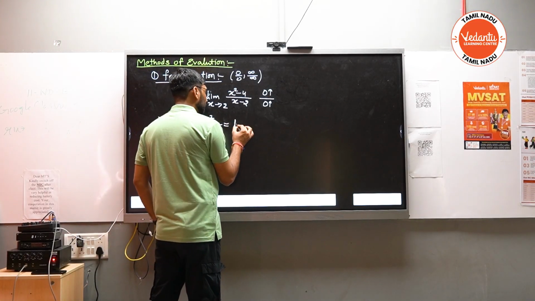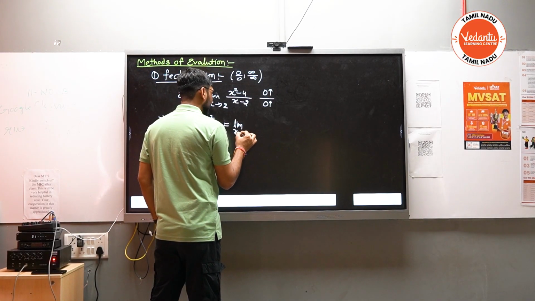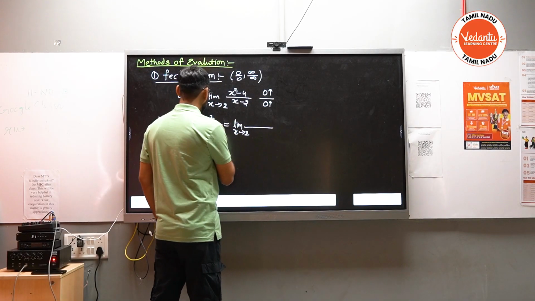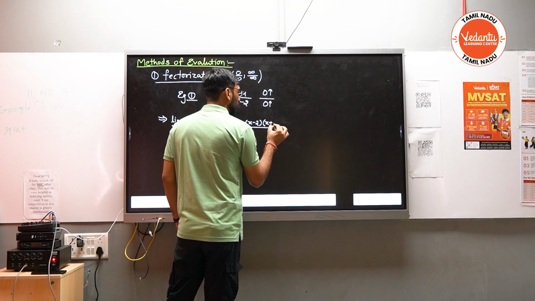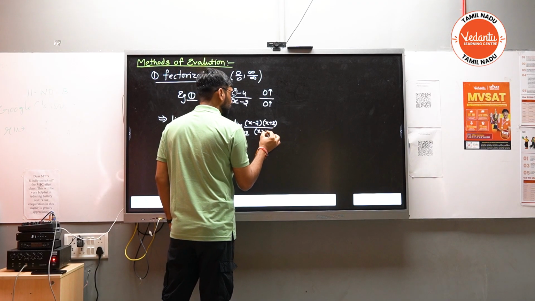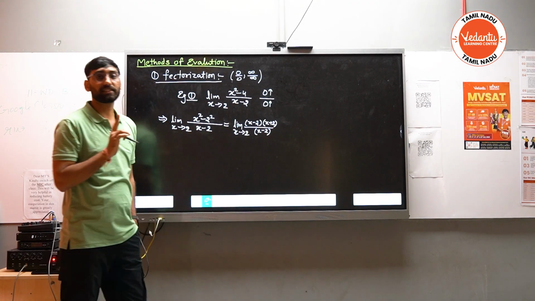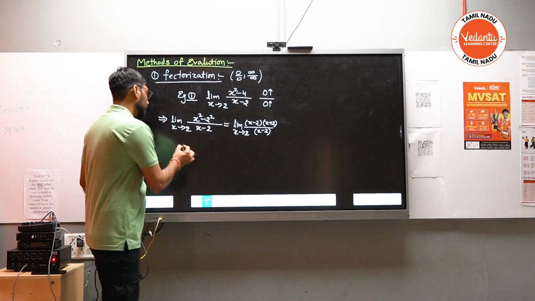So I can write the same thing as limit x going towards 2, numerator is x minus 2 and x plus 2, and denominator is x minus 2. Correct? Now here the thing that you need to observe, what?